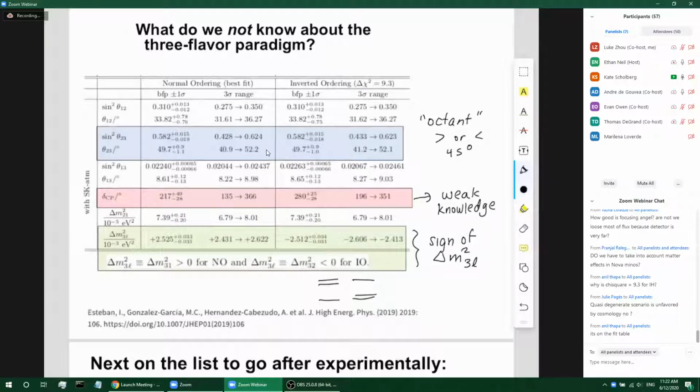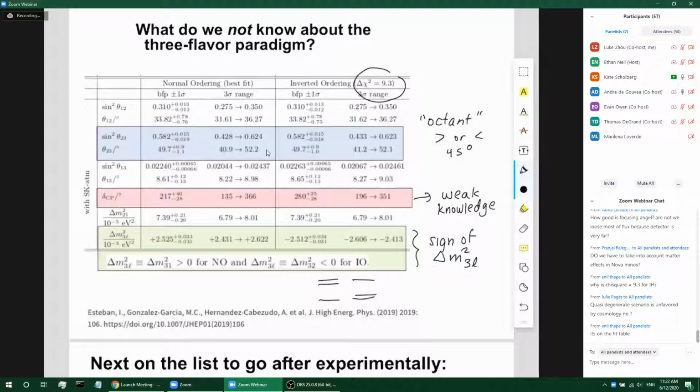I don't see it. The delta chi-squared for the inverted ordering is 9.3. Good question. I would have to go back to that reference. I would guess that means that that's the best. Okay, yeah, good question.